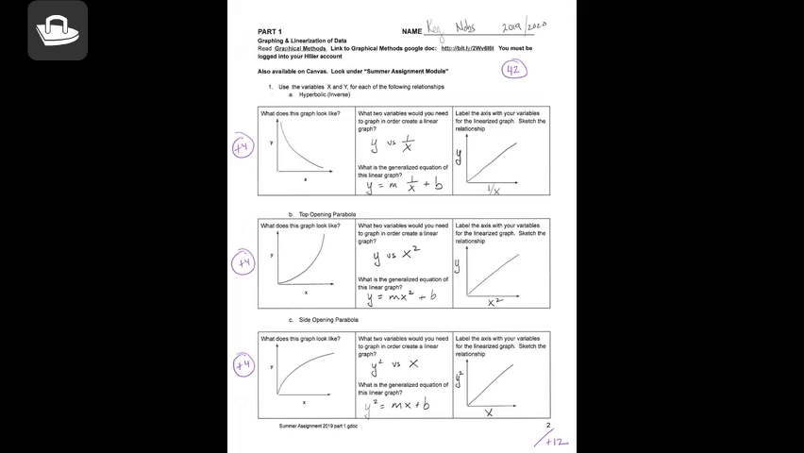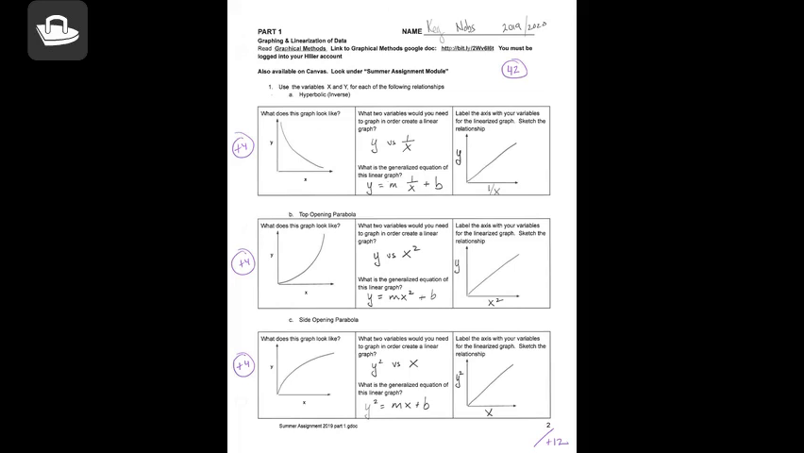The skills that you're learning over the summer, we are going to use throughout the year. So it's not something that's one and done. This is just a basic review from the graphical methods reading. So if any of this doesn't make sense, go back and read it.